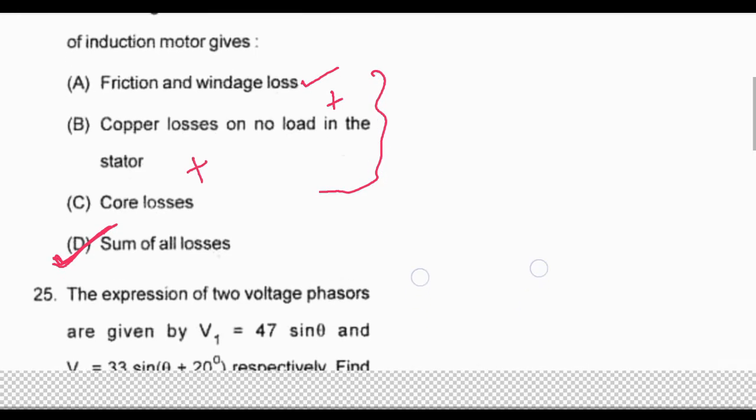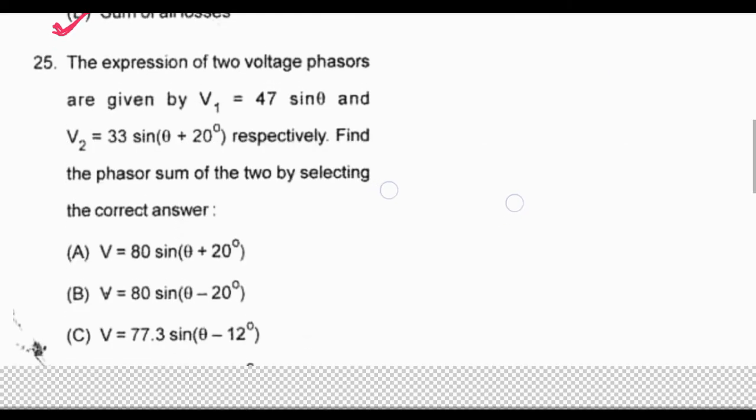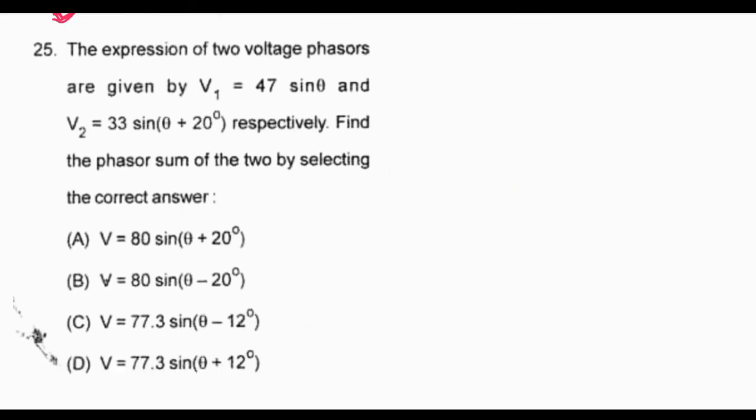Next question is, the expressions of two voltage phases are given by V1 is equal to 47 sin theta and V2 is equal to 33 sin (theta plus 20 degree) respectively. Find the phasor sum of the two by selecting the correct answer.